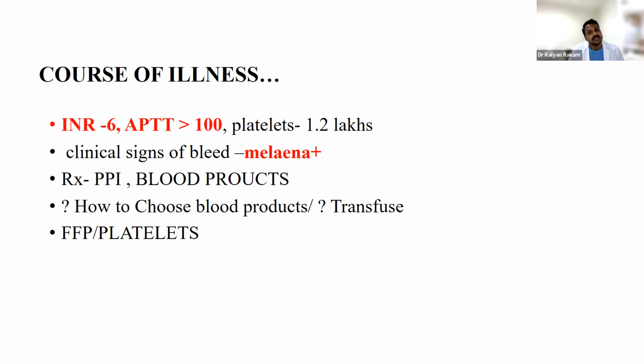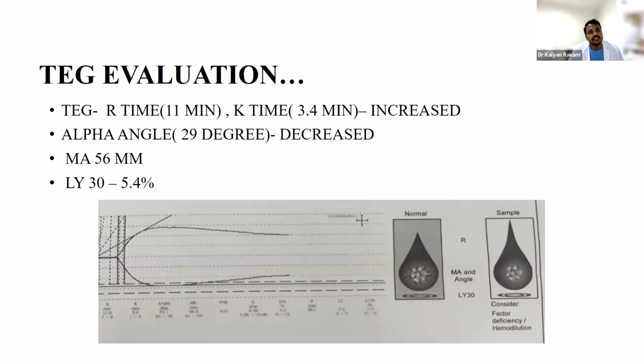So how do you choose and transfuse these blood products rather than randomly giving multiple blood products? It is very prudent that there are certain tests we can do, and we can give the proper blood products rather than giving PRBCs blindly. So how do we do that? With the help of a thromboelastogram. It is a technique where the patient's blood is sent for analysis.